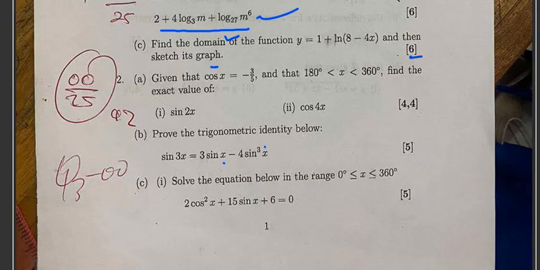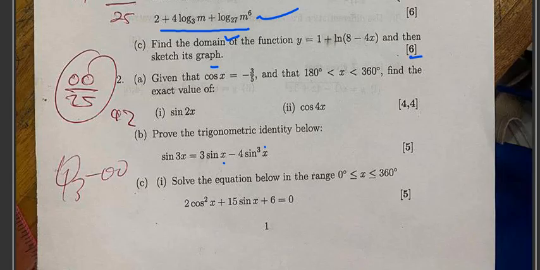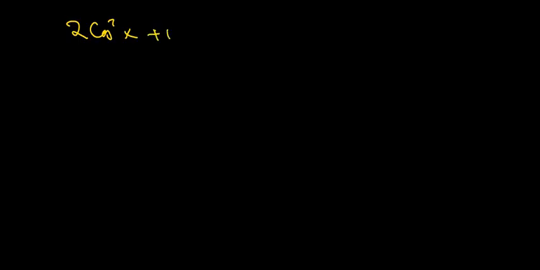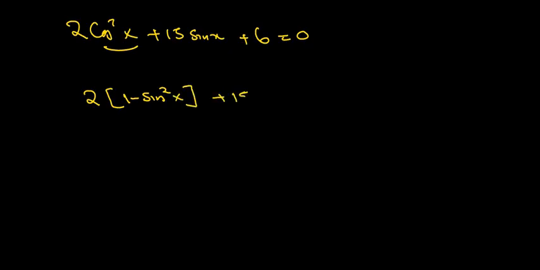So we can just bring this first part that we're having. This is cos squared, then we have plus 15 sine x plus 6 is equal to 0. So we can change this to be 1 minus sine squared, plus 15 sine x plus 6 is equal to 0. Then this is 2 minus 2 sine squared x plus this guy.